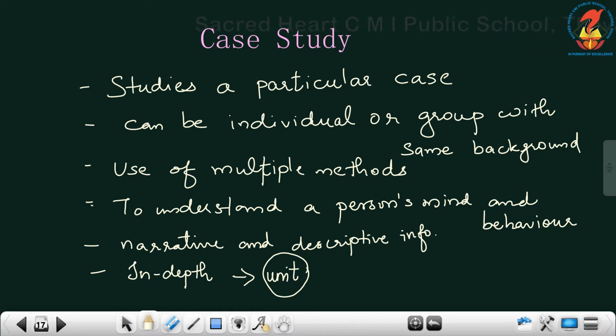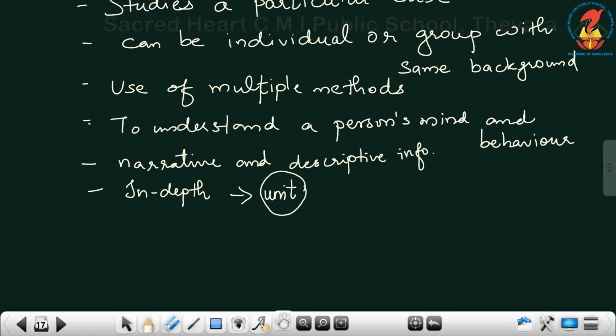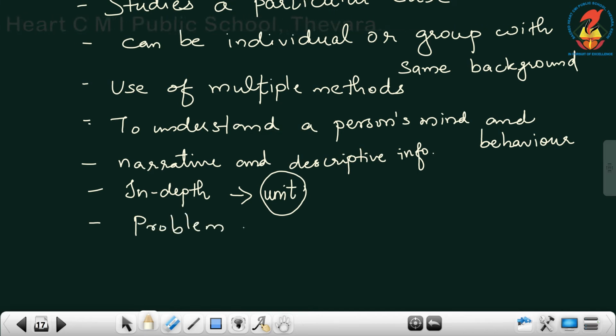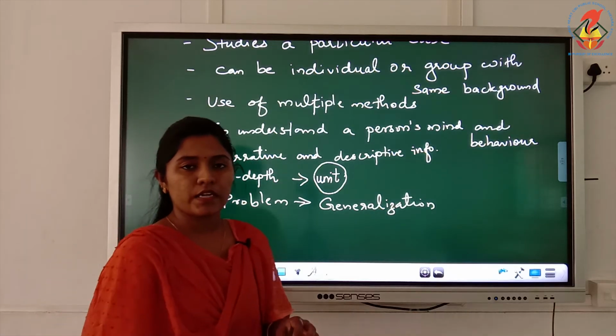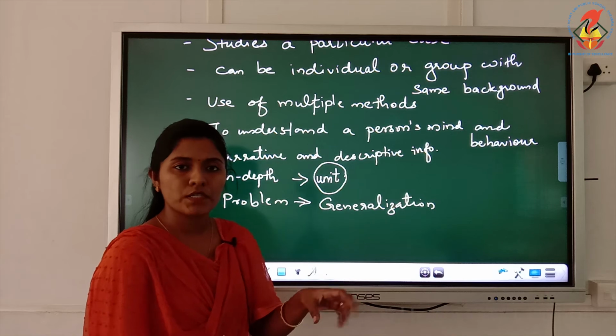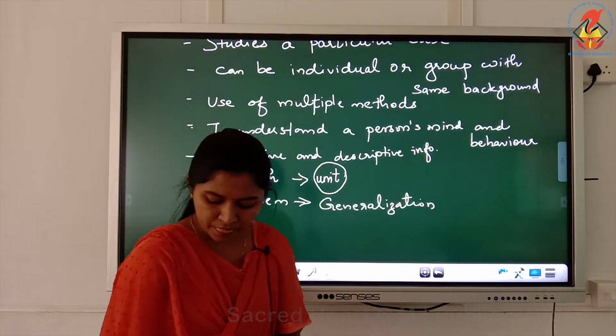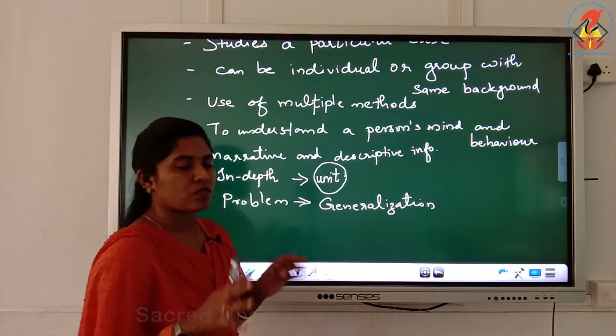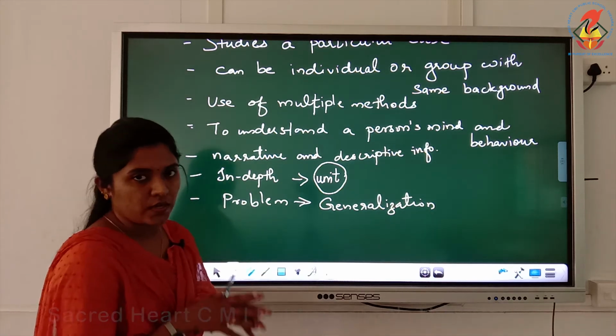The problem of case study is generalization. We cannot generalize everything that we research on. It belongs to a particular individual or group of people. So the validity of a single case cannot be generalized. So generalization is the problem of case study. Okay.